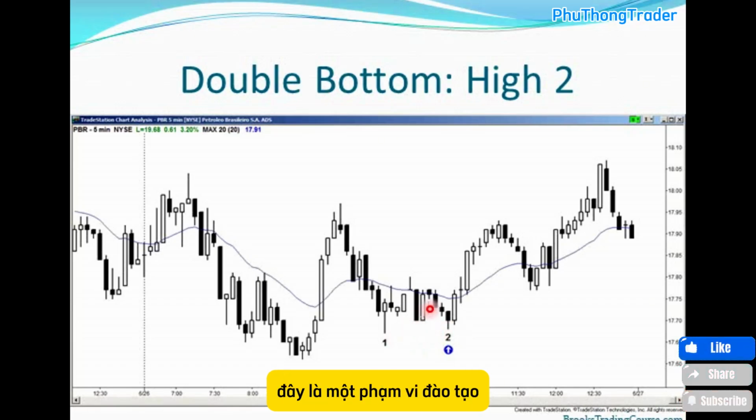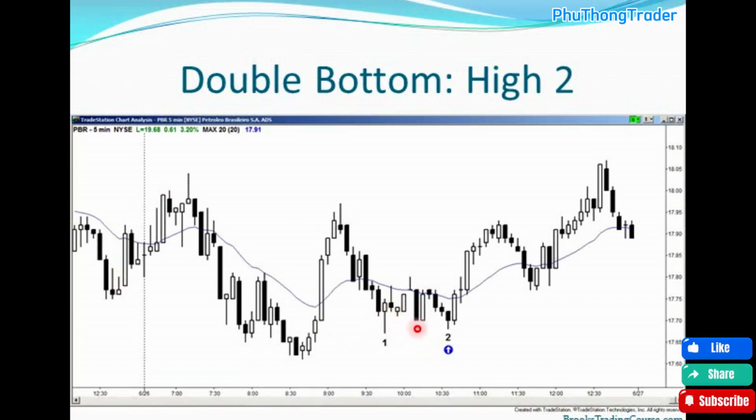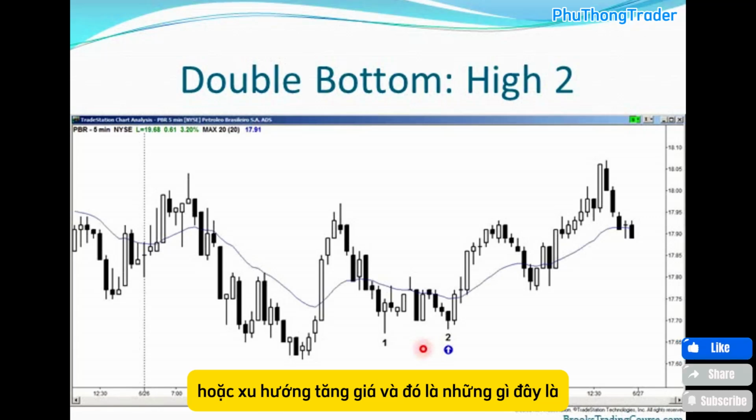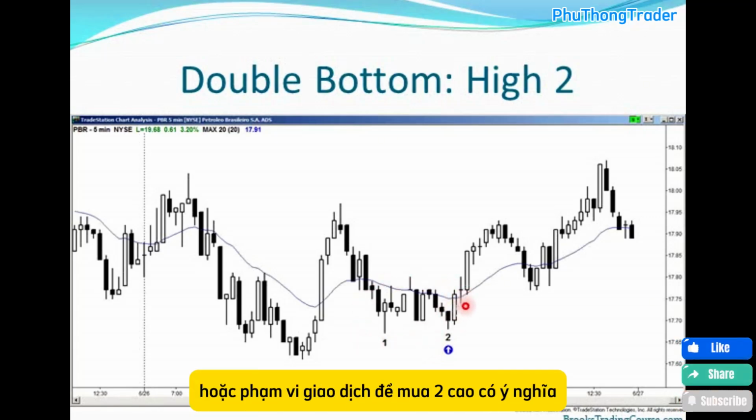This is either a trading range, it is a trading range for sure, but it could also be the start of a bull channel. So you're looking for high 2 buy setups in trading ranges or bull trends, and that's what this is. This is either going to be a bull trend or a trading range, so buying a high 2 makes sense.